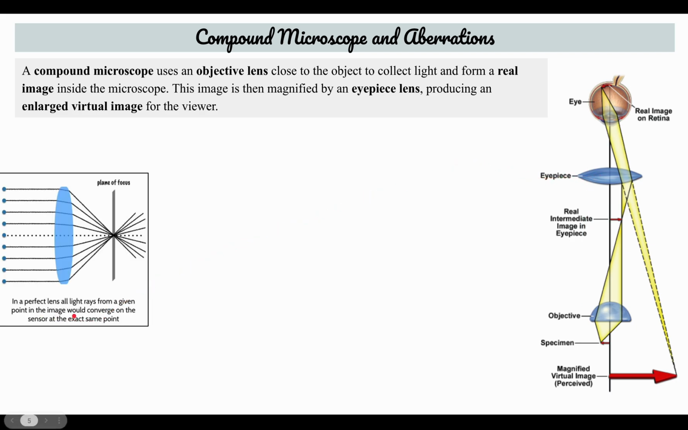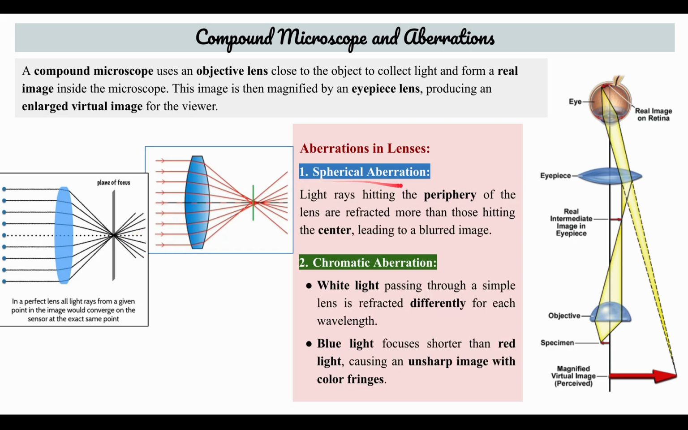If we have a perfect lens, then all the light rays coming from a given point and passing through the lens will converge at a single point in the plane of focus and form an exact image. This is the case for a perfect lens, but in the compound microscope we face certain aberrations, such as spherical aberration.